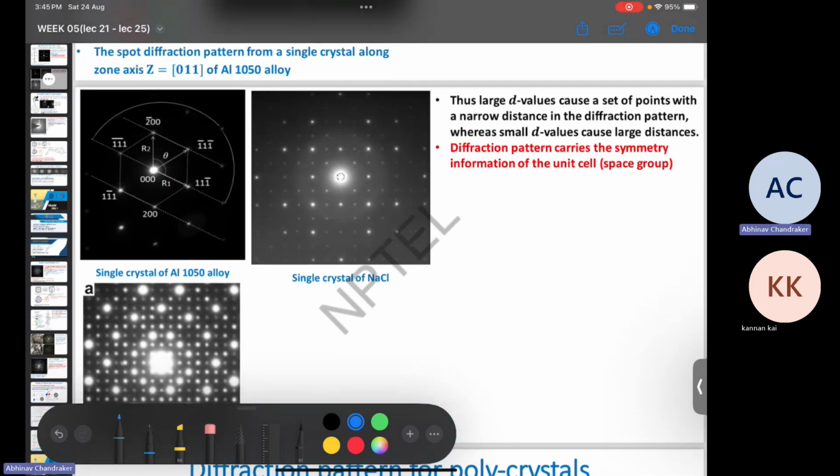And as we know, in our diffraction pattern the distance of the diffraction spot from the center is proportional to 1 by the interplanar spacing. So we can say that if the interplanar spacing is much smaller, then you'll see diffraction spots which are much farther away from the center, or from the direct beam.